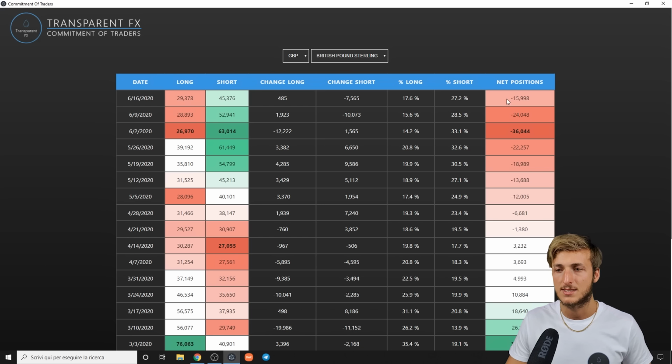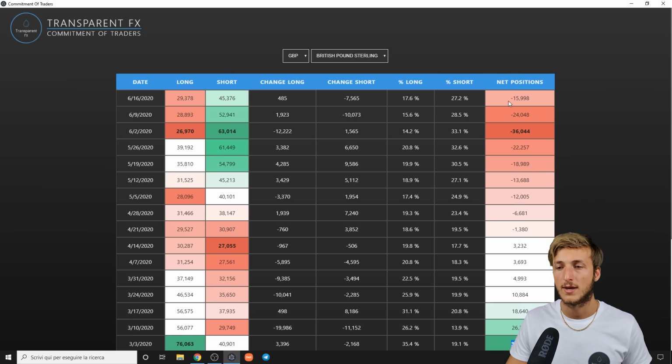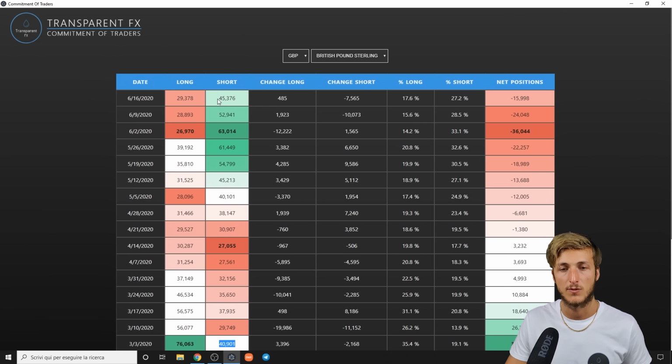So what we can see here is that currently we're sitting at minus 15k net positions. What does it mean? It means that we went from the positive 35k that we had here to a negative minus 15k. So we went from having way more longs than shorts from an institutional perspective on GBPUSD, with 76k longs and 40k shorts, all the way down to having 45k shorts and 29k longs, so minus 15k net positions with more shorts than longs. So the completely opposite situation.